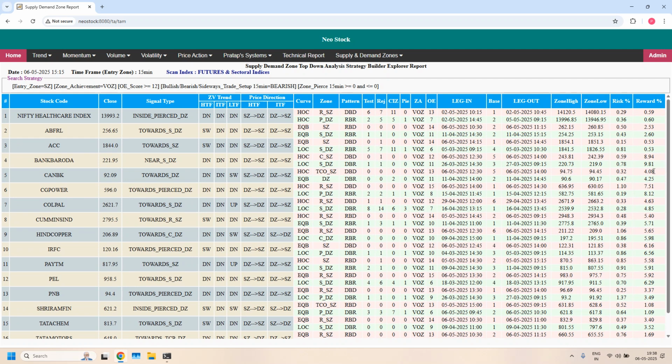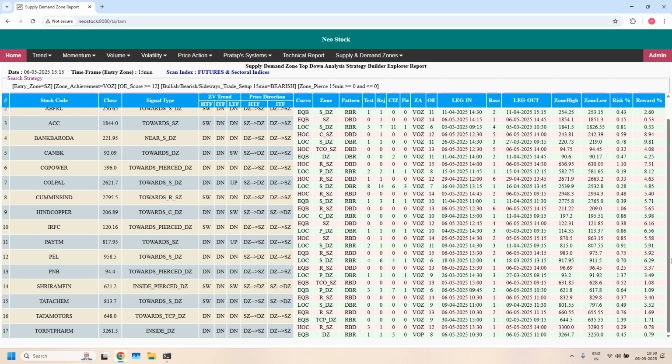Scrolling the list down. So total 17 stocks are supporting bullish trade setup for, bearish trade setup for daily income trade. And entry time frame zones are 75 minute supply zones. So we got 17 75 minute supply zones.